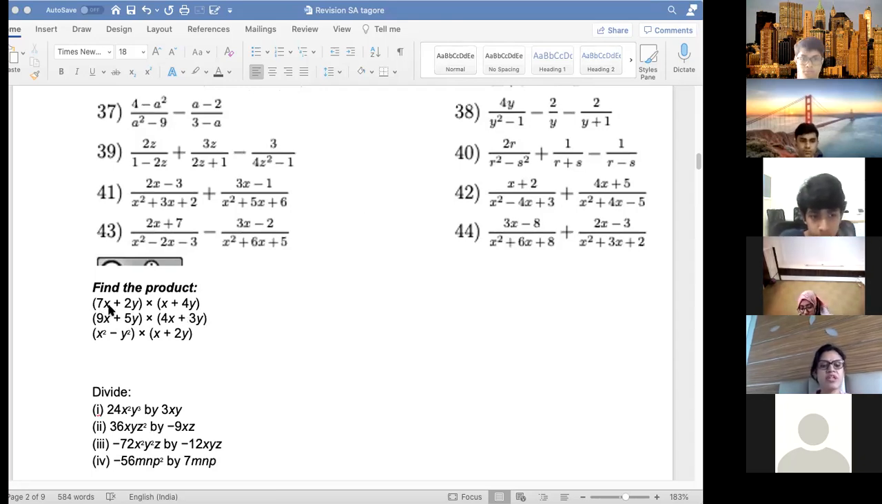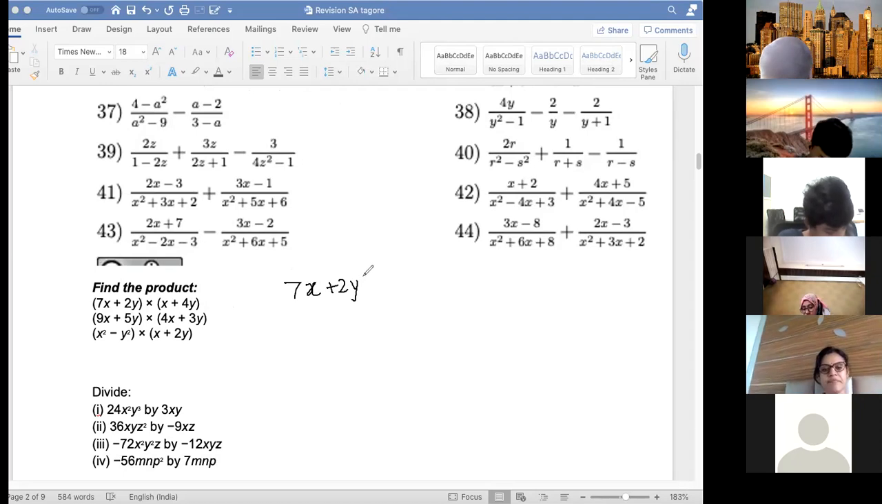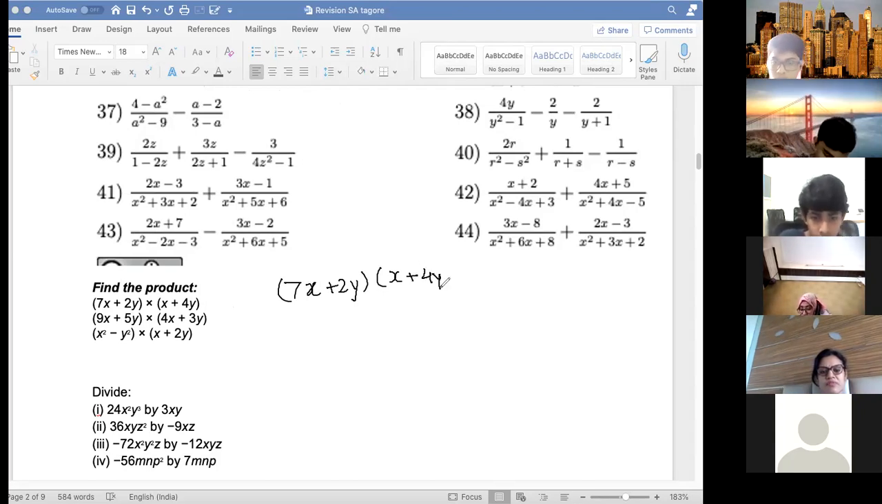This is a multiplication of algebraic expressions. Product means you know how to find it. 7x plus 2y into, how do we multiply? Just give me the answer. Give the direct answer here. This is not complicated.